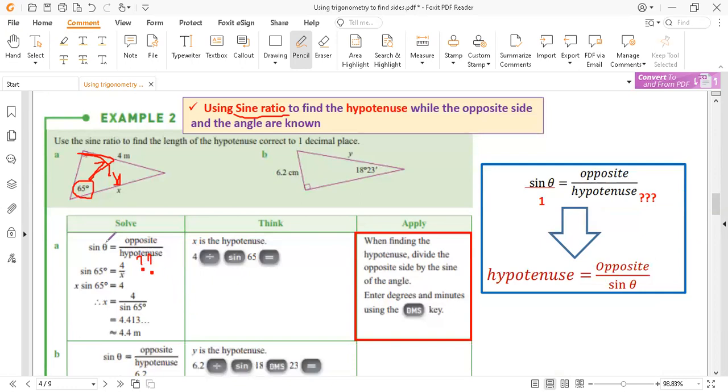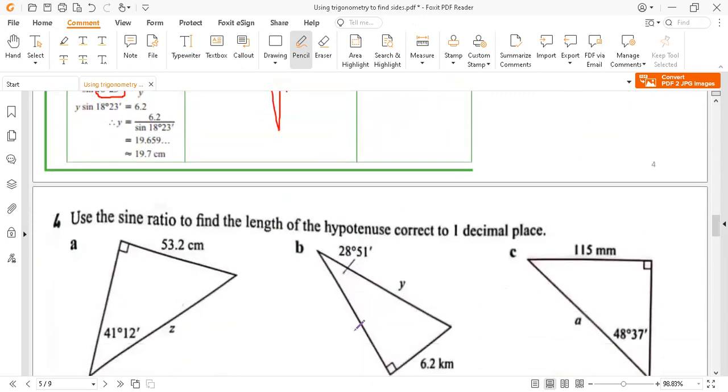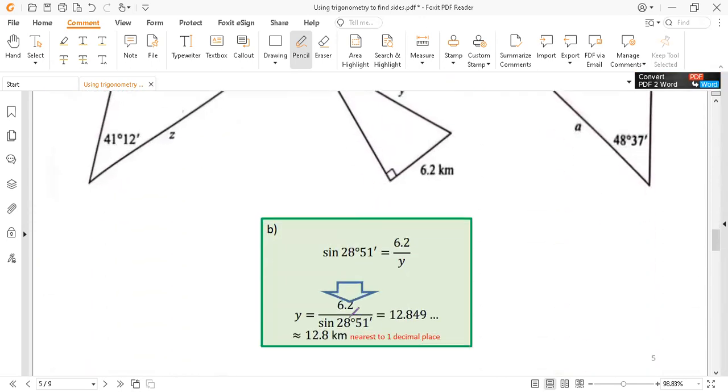So we can switch the places of x and sine, because sine is known. So we can say that hypotenuse equals opposite over sine. So easy. And then don't forget how to enter an angle with minutes and seconds using the DMS button. So 18 DMS, 23, DMS, equal. It depends on the type of your calculator.